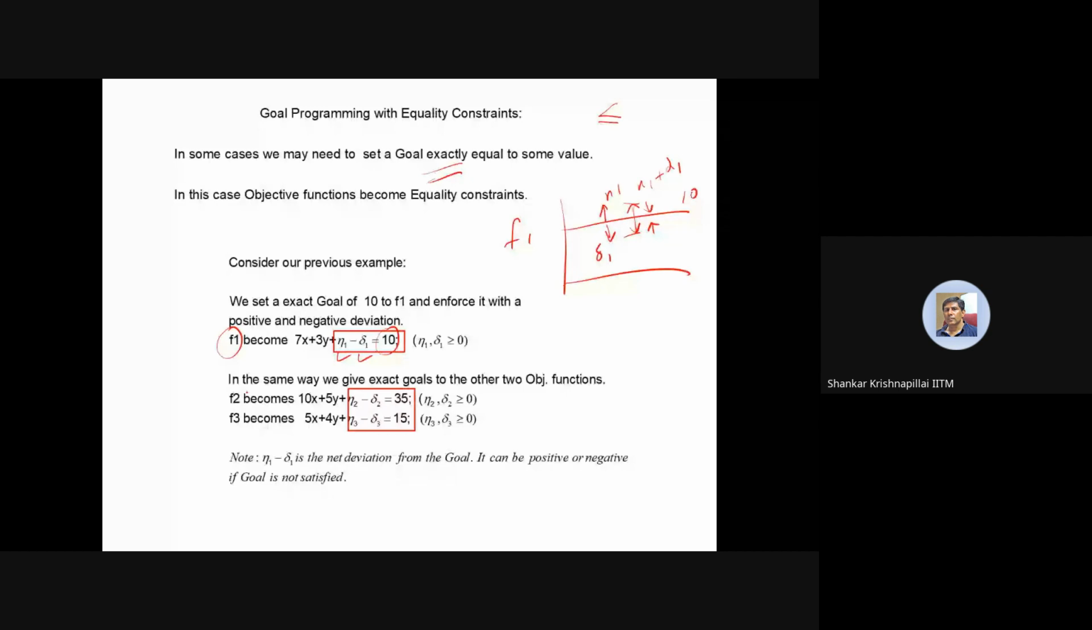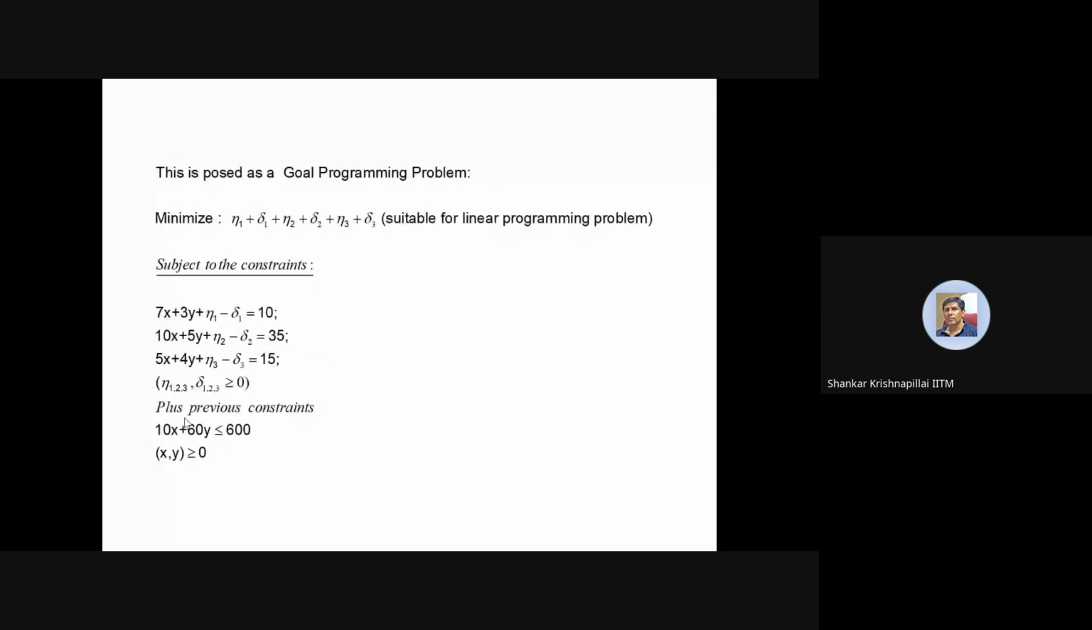That is the main difference here. We need not look too much into this, because this equality constraint method is not used much. So you have to minimize eta 1 plus delta 1, eta 2 plus delta 2, eta 3 plus delta 3, etc. Because all these are positive values, when you minimize their sum, hopefully all these will become 0, 0, 0.